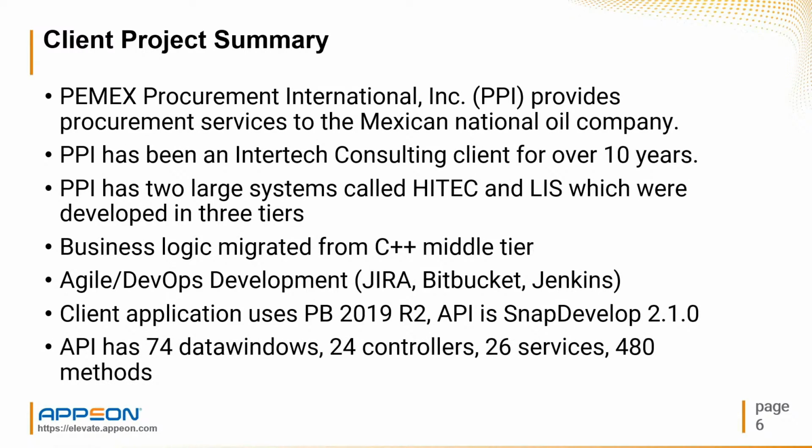Just a little summary about the API, where it stands now. We've got 74 data windows that we have exported to the API. There are a total of 24 controllers, roughly 26 plus services, and about 480 methods all total. We've got a testing project that's part of the solution with XUnit. So there's quite a bit going on in this middle tier, and it's grown considerably from when we first started.